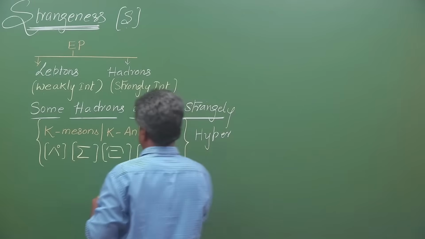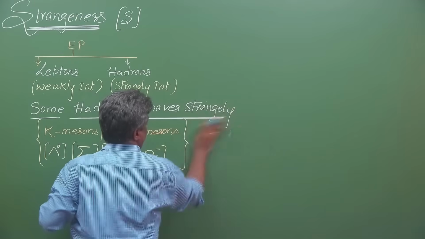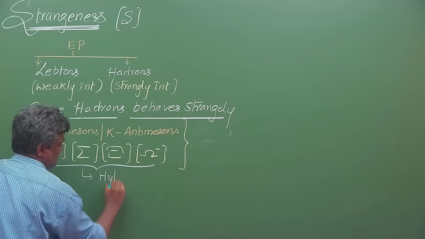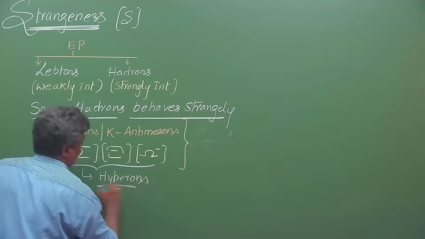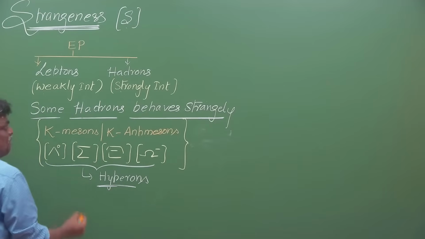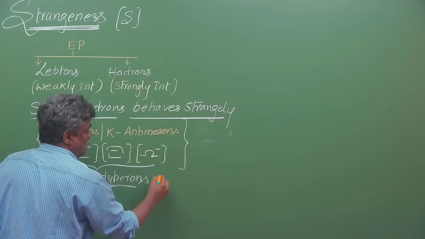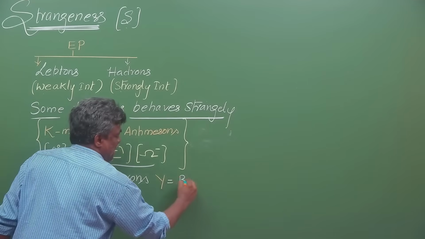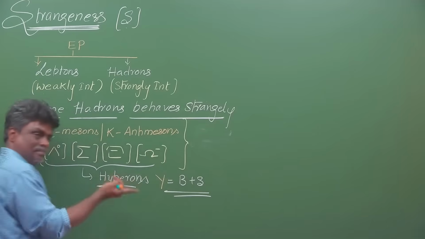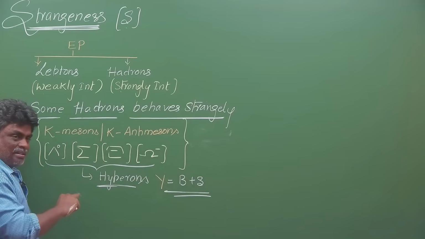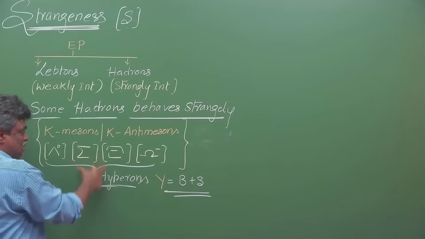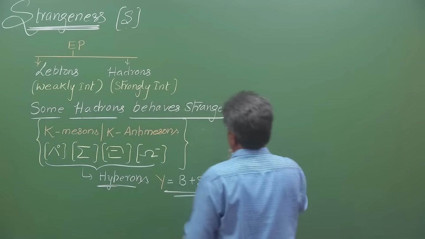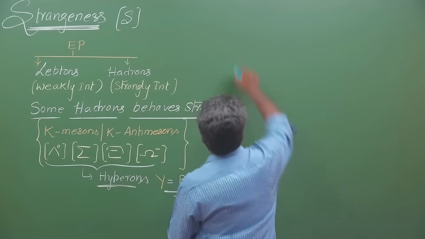Oh, sorry. This red color is not hyperons. This yellow color is hyperons. Not this. The meaning of hyperons is they are having a hypercharge called Y. This is a baryon plus strangeness. Baryon as well as strangeness. So that's why these are called hyperons. That's good. Okay, no problem, leave it. This is old theory, they call it hyperons, that's it.